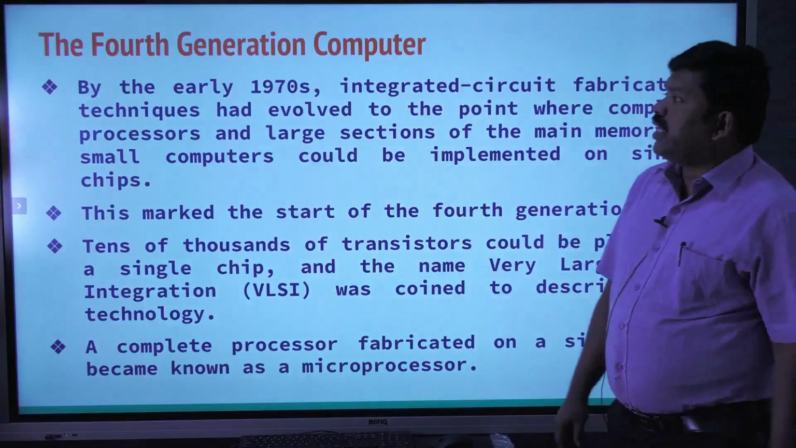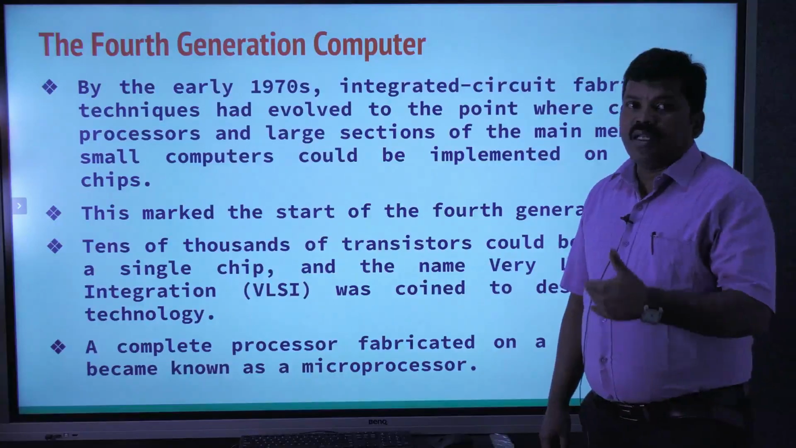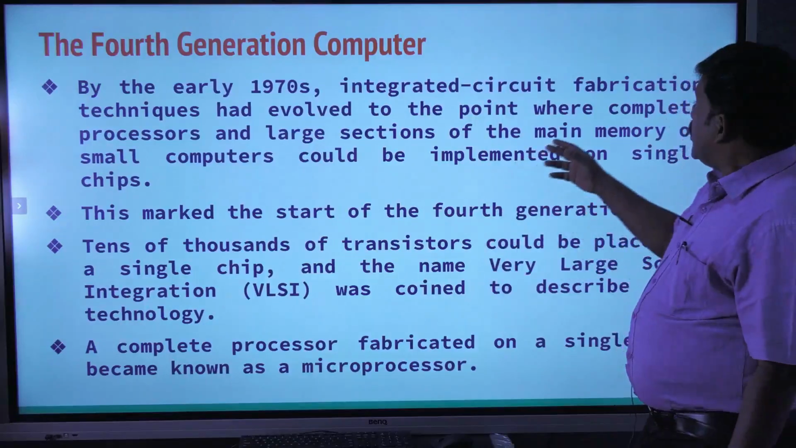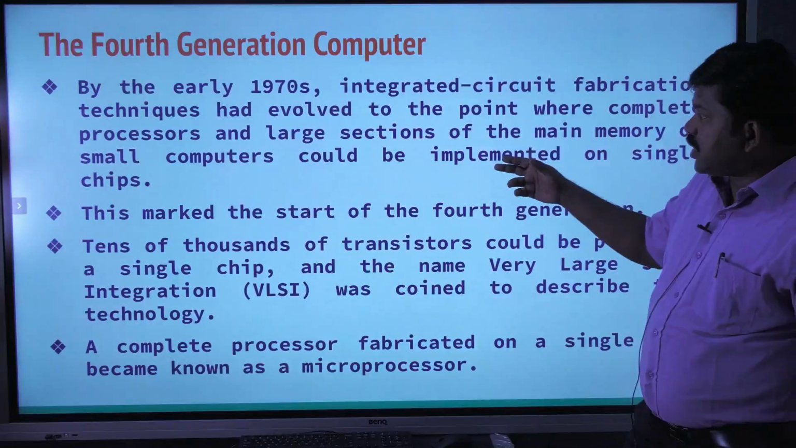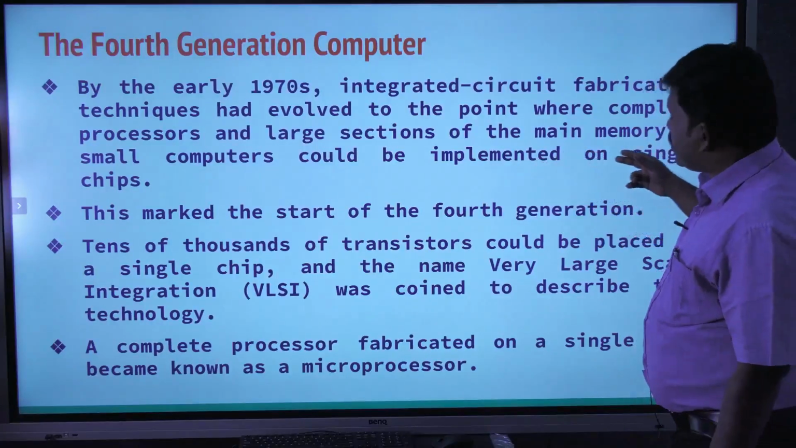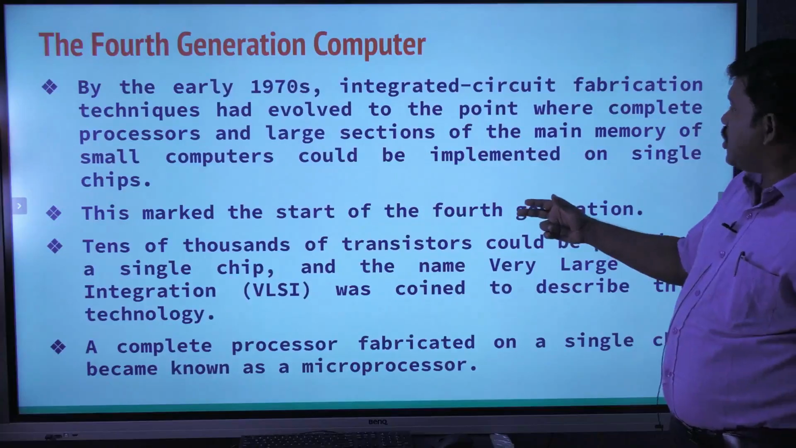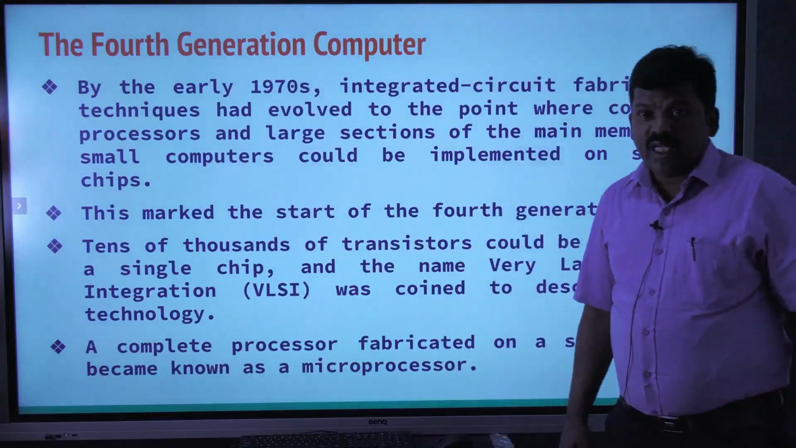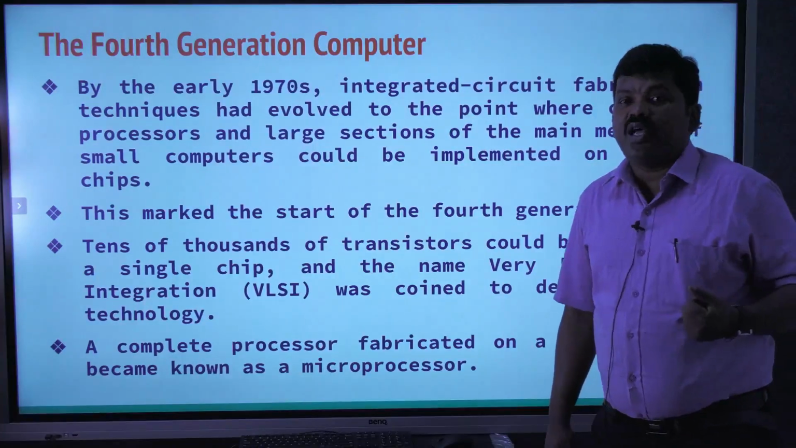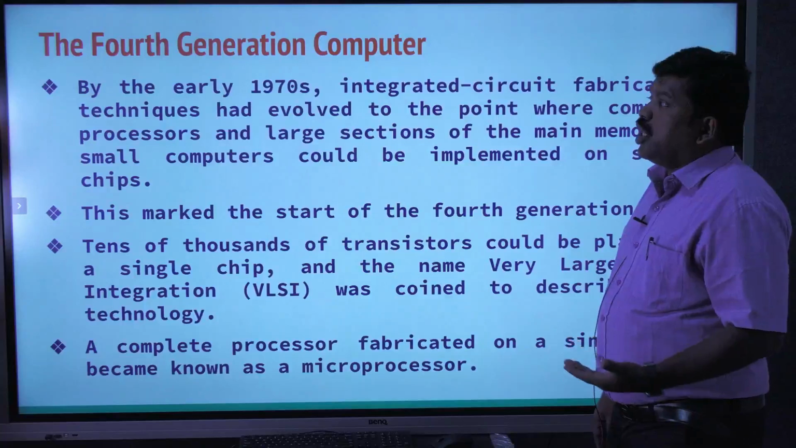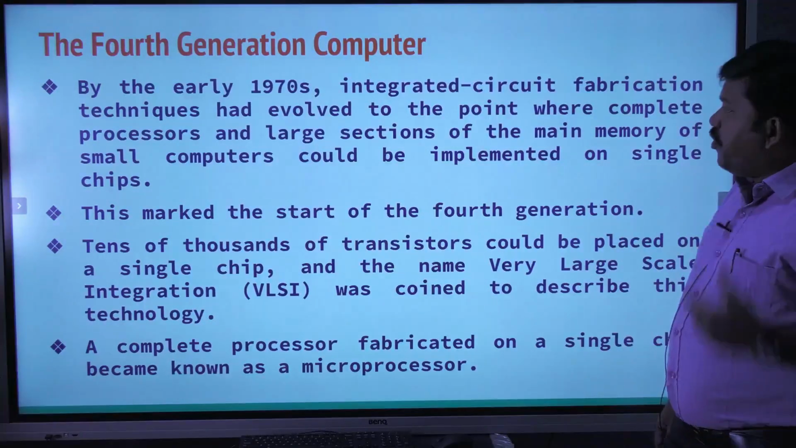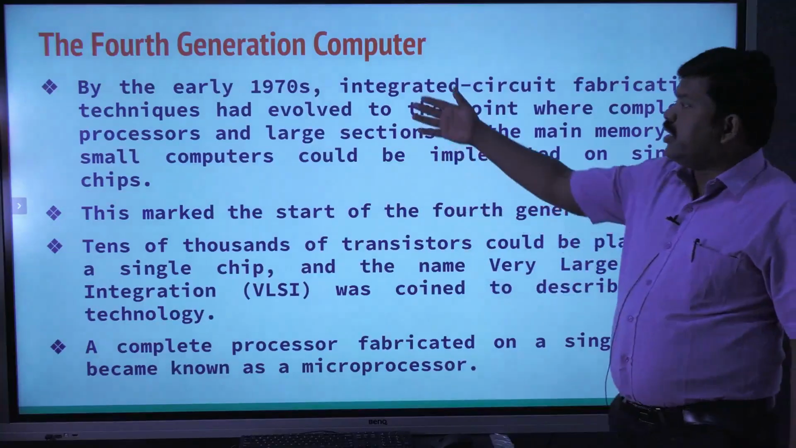Next we'll see the fourth generation computers. The modern generation starts from the 1970s, when integrated circuit fabrication techniques had evolved to the point where complete processors and a large section of the main memory of smaller computers could be implemented on a single chip. That means large scale integrated chips and very large scale integrated chips enhanced the computers. They moved from third generation computers to fourth generation computers, which started in the 1970s.